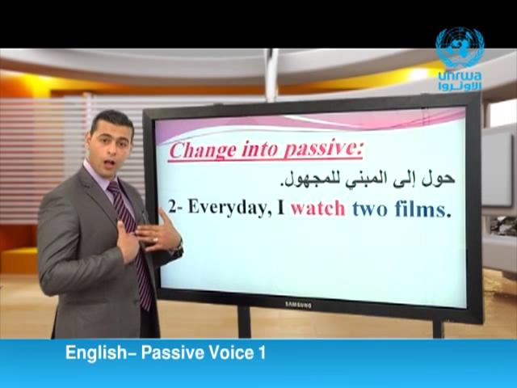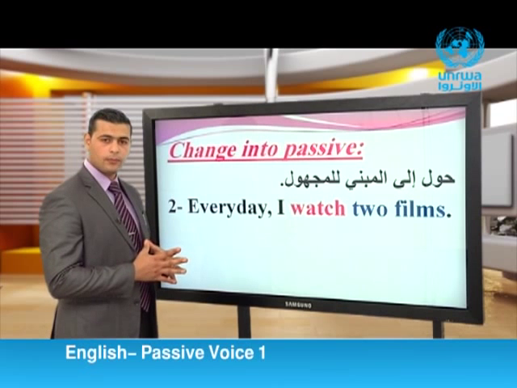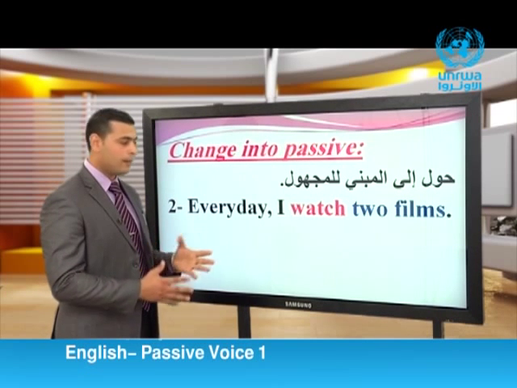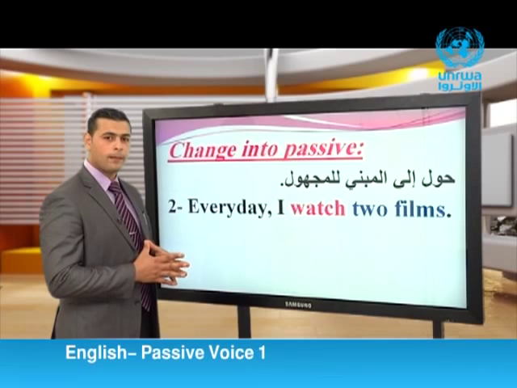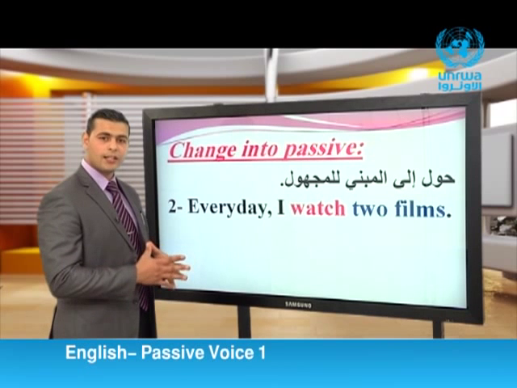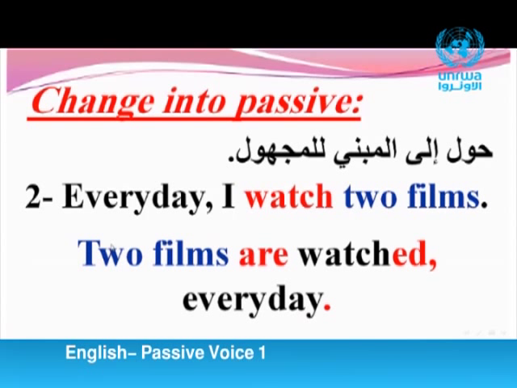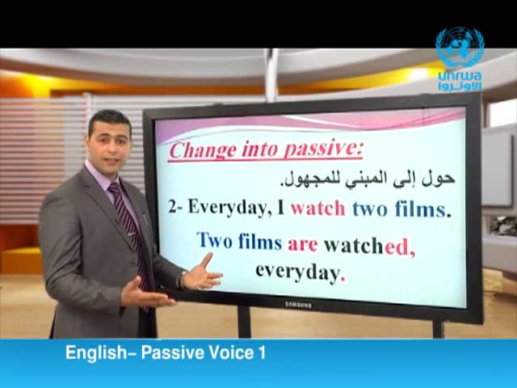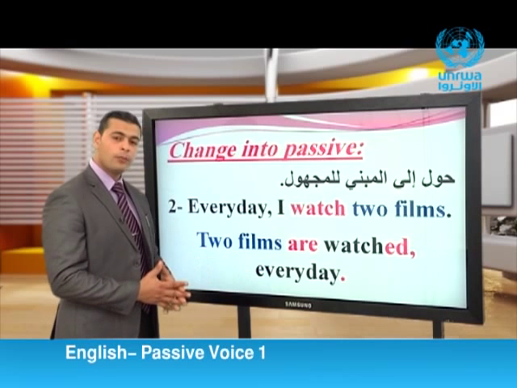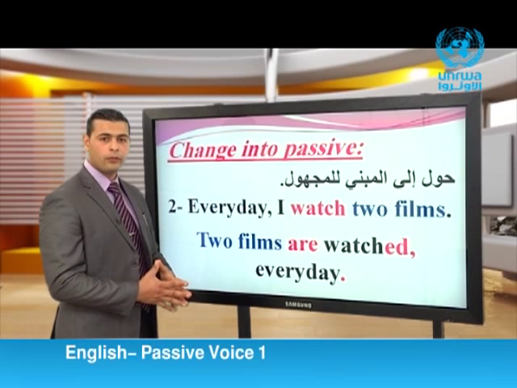لننتقل إلى الجملة الثانية. Every day I watch 2 films. Every day I watch 2 films. هذه الجملة مبنية للمعلوم لأن الفاعل I معروف أنا. Let's change this sentence from active voice to passive voice. Look at the sentence. 2 films فيلمان are watched every day. يشاهدان يوميا. من الذي يشاهد هذان الفيلمان؟ وفقا لهذه الجملة الفاعل غير معروف.